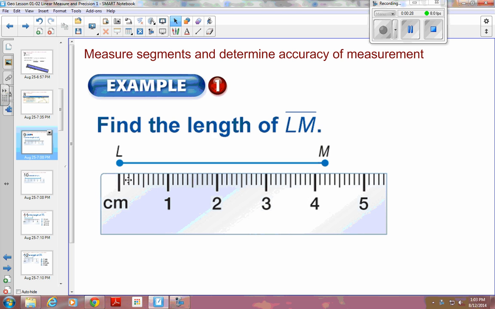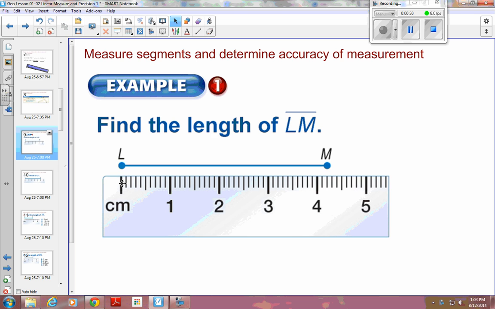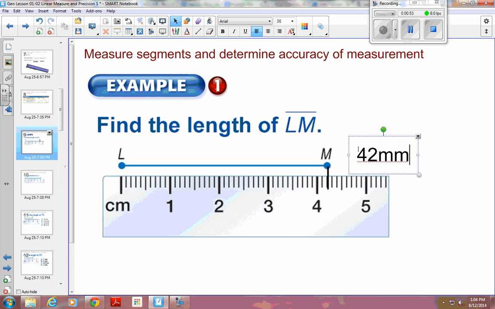So we follow this across, make sure that the centimeter 0 lines up with your point L. Come over to your M, and if you need to draw a line that comes straight down, you'll see that it lines up right there. And so this is going to be 10 millimeters, 20, 30, 40, 41, 42. So the answer to this would be 42 millimeters. And that would be your best answer for this first problem.